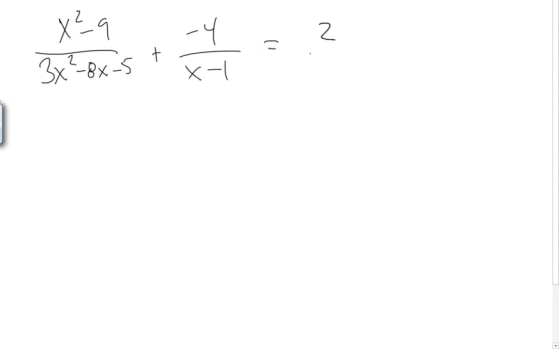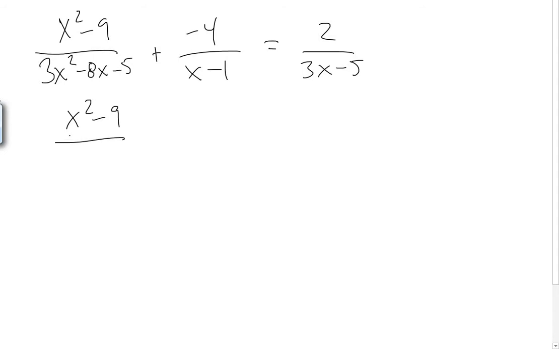Say I want to solve something like x squared minus 9 over 3x squared minus 8x minus 5 plus -4 over x minus 1 equal to 2 over 3x minus 5. Well, first I want to know what the restricted values are. The restricted values come from the denominators. Well, before I can find those restricted values, I have to factor all the denominators, meaning I should rewrite this denominator on the left in factored form.